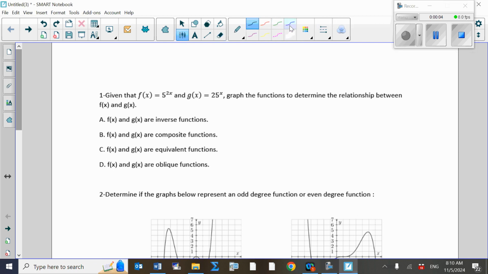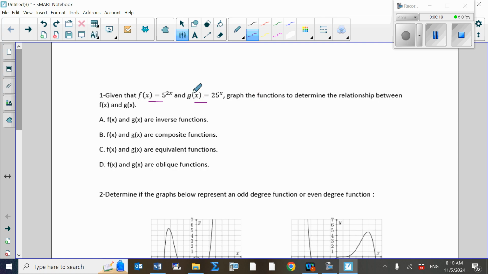Hi everyone, let's work on some of the CIA review questions together. The first question is asking us to look at these two functions, f and g, and determine the relationship between those two functions. We don't even have to graph these two functions.